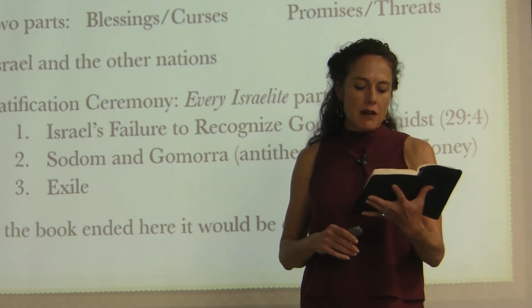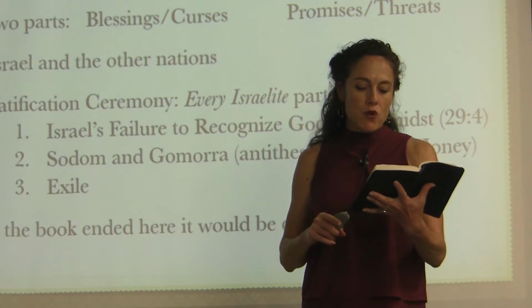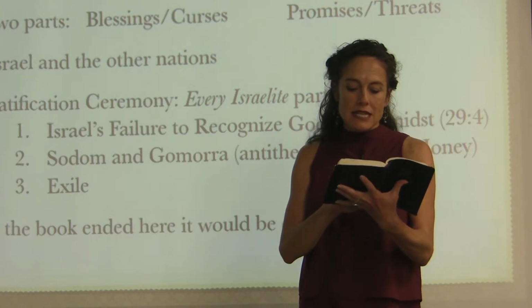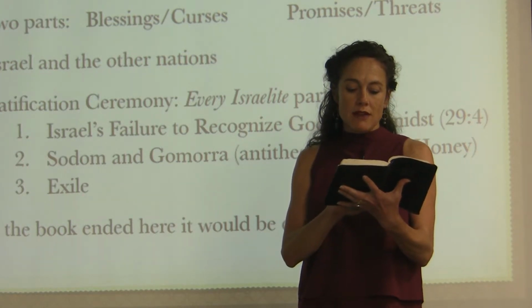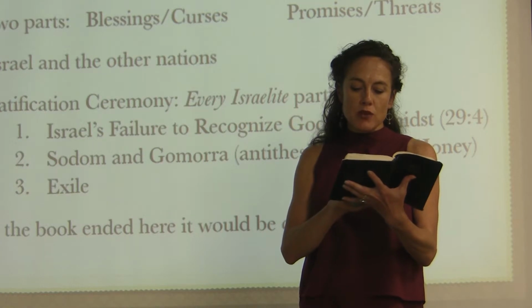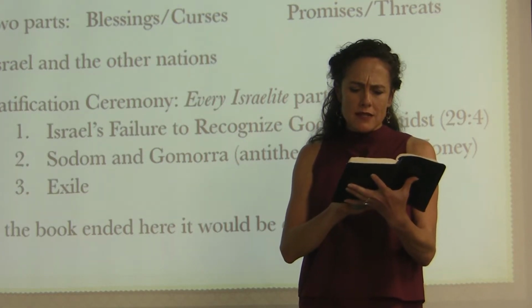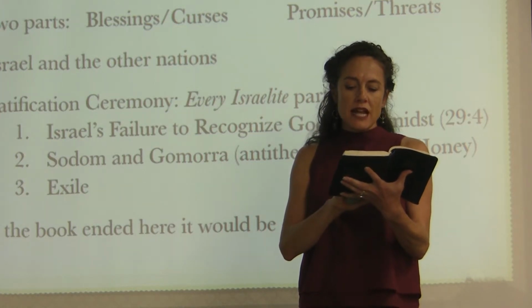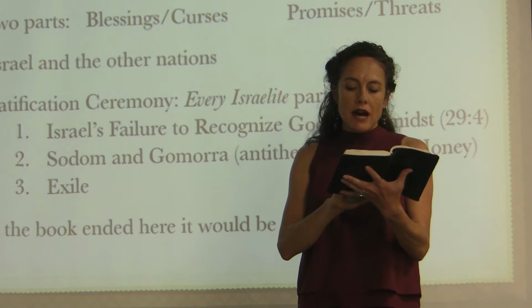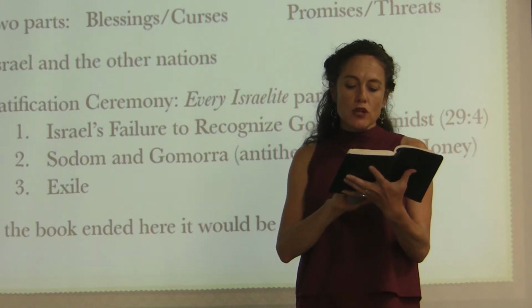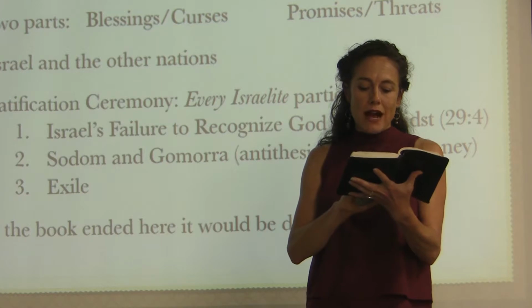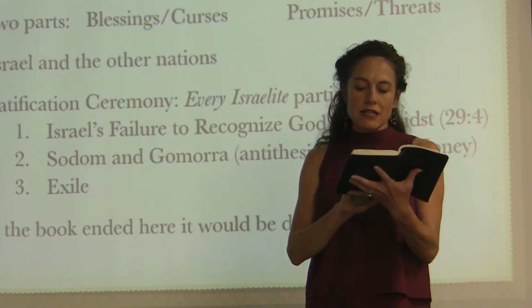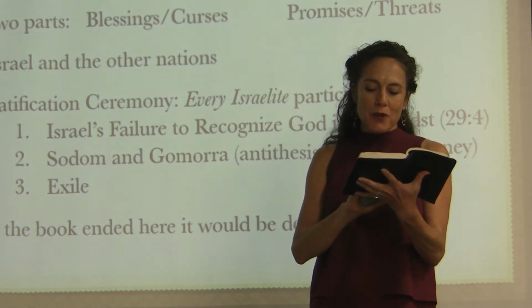"Now the generation to come, your sons who rise up after you, and the foreigner who comes from a distant land, when they see the plagues of the land and diseases with which the Lord has afflicted it, will say, all its land is brimstone and salt, a burning waste, unsown and unproductive, and no grass grows in it, like the overthrow of Sodom and Gomorrah, Admah and Zeboim, which the Lord overthrew in his anger and in his wrath. And all the nations will say, why has the Lord done thus to this land? Why this great outburst and anger?"